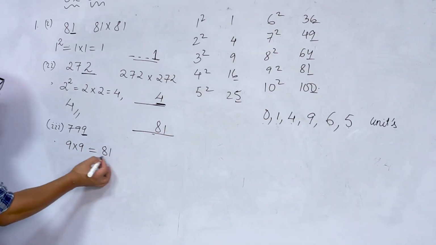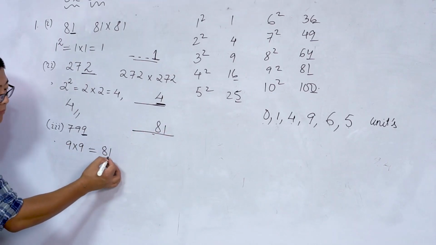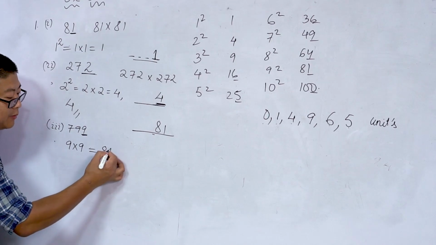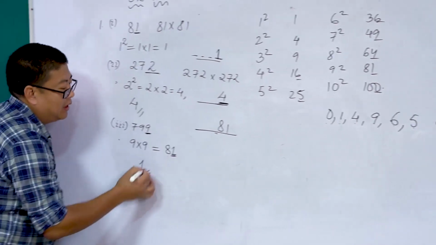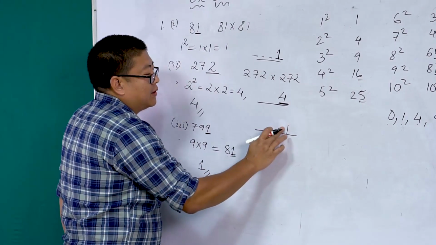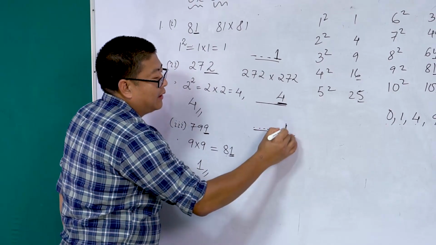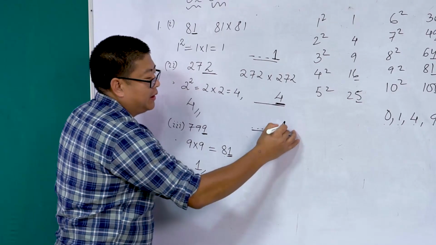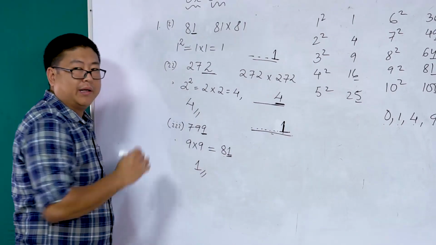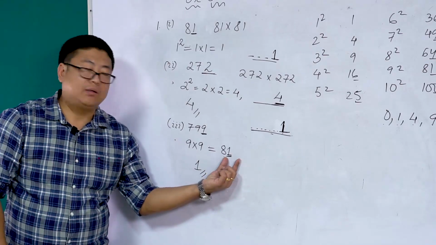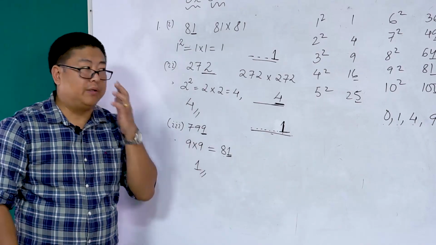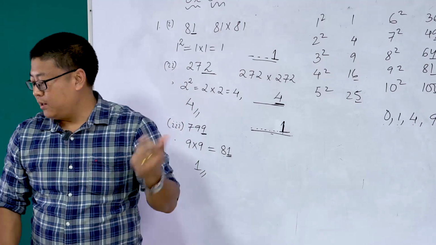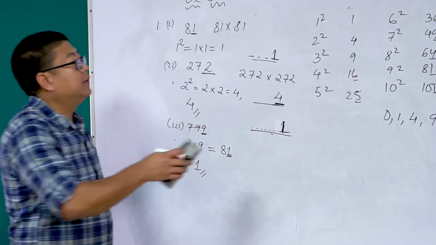So when we multiply, we get 81. That means in the units place, we get 1. That means this 1 will be in the units place when you multiply this. Whatever number you get, the unit place will always be 1, irrespective of what we're getting here. The last digit is 1, so we will get 1 in the units place. I hope you understood this. This is for question number 1. Let's move on to the next question.